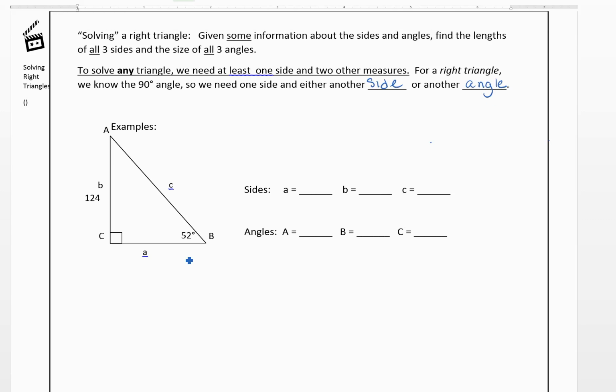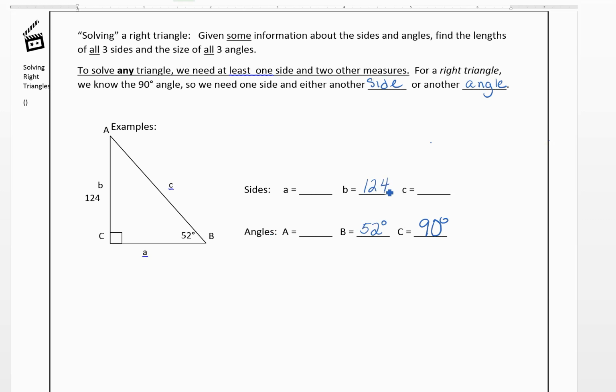Okay, so here's an example. We label the angles with capital letters, so A, B, and C. And then the sides that are opposite them with the corresponding lowercase letters. So this is side a, side b, and side c. So right now we know that angle C is 90 degrees, is our right angle. We know that angle B is 52 degrees. And we know that little b is 124. And we want to find the rest.